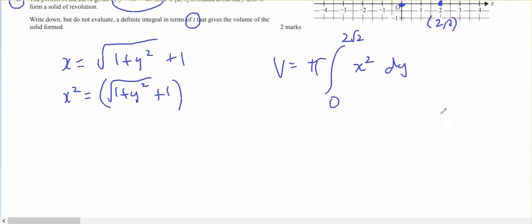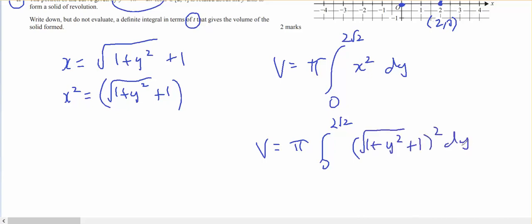So I've now got volume equals pi, the integral from 0 to 2 root 2 of the square root of 1 plus y squared, plus 1, all squared, dy. That's what it would be in terms of y. I need to do it in terms of t.